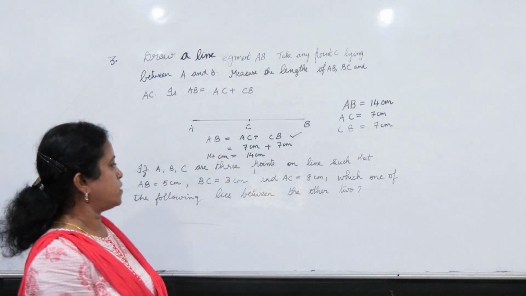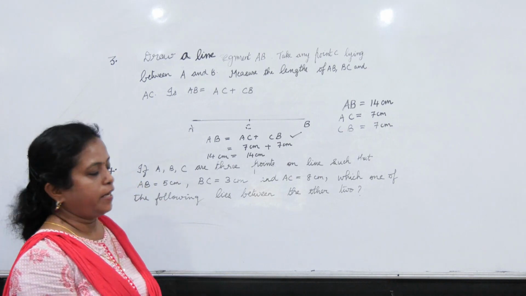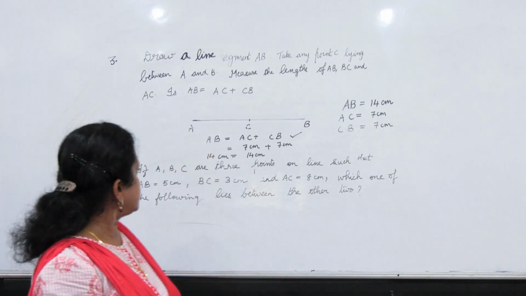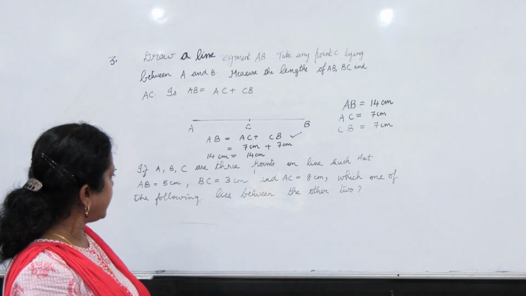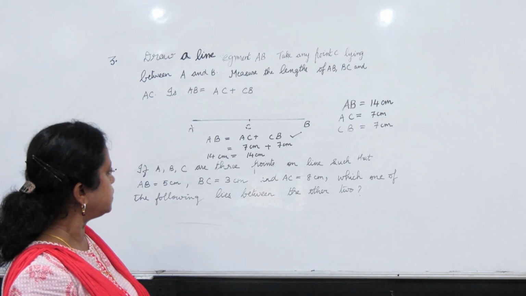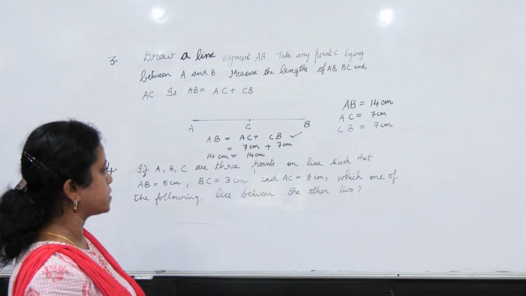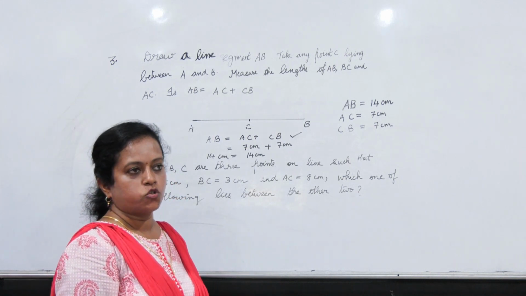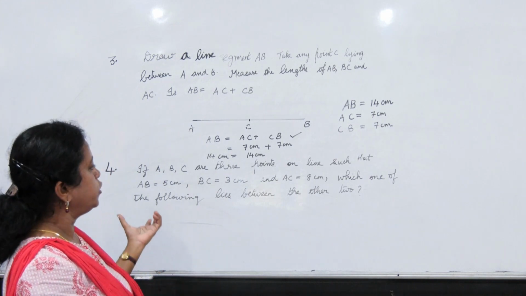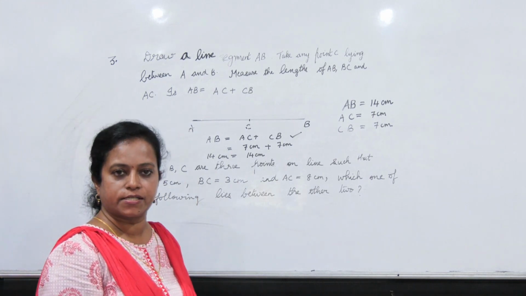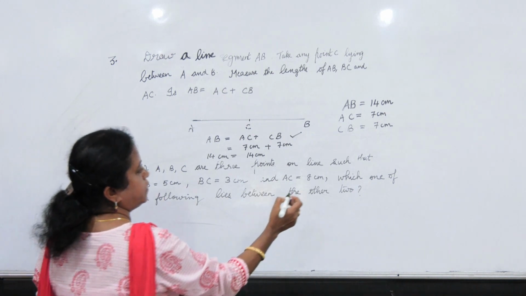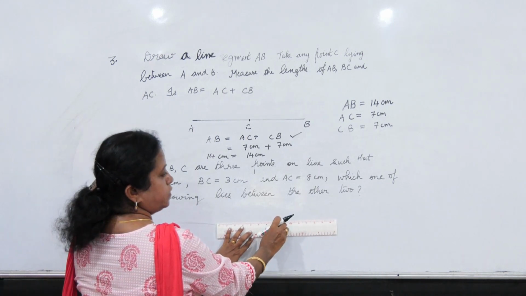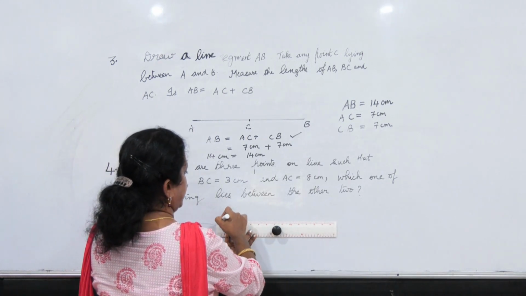Now we go for the fourth question, which reads, if A, B and C are 3 points on a line such that AB is equal to 5, BC is equal to 3 centimeter and AC is equal to 8 centimeter, which one of the following lies between the other two? So from this question you have to see which of the line segments is greater. Now which line segment is greater? You can see the length which is greater here. AC is 8 centimeter. So I will draw a line segment of length 8 centimeter.